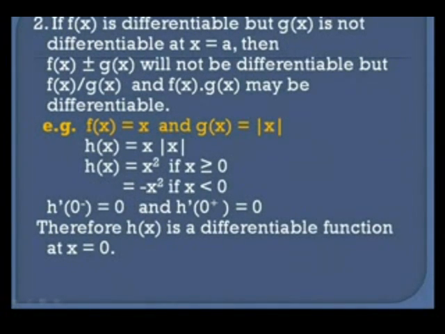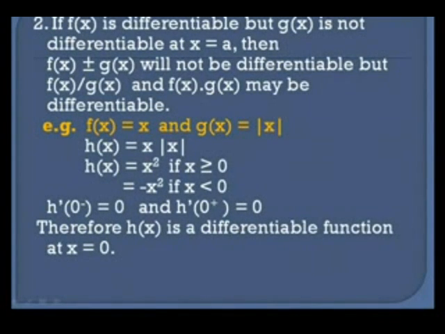Let me say that f(x) is equal to x and g(x) is equal to modulus of x. So h(x) is equal to x into mod x. Now h(x) is equal to x square when x is greater than or equal to 0, and equal to minus x square if x is less than 0. Now we see that the left hand derivative of h(x) would be equal to 0, and the right hand derivative would also be equal to 0. That is, h(x) is a differentiable function at the point x equal to 0.